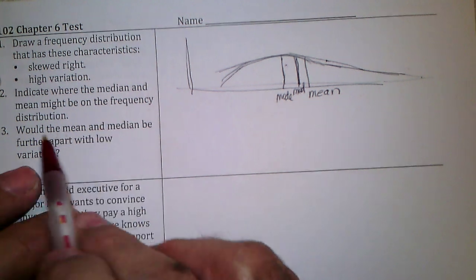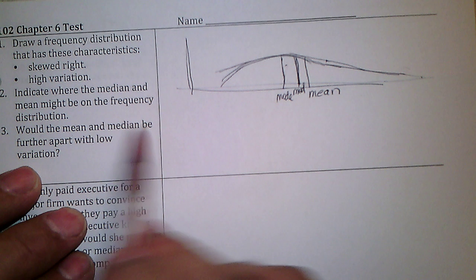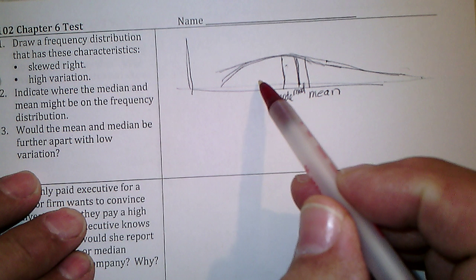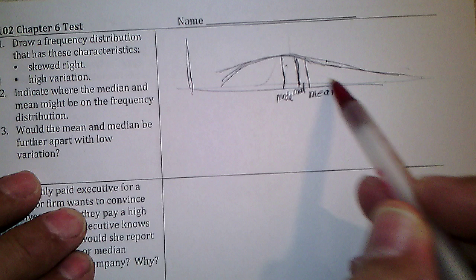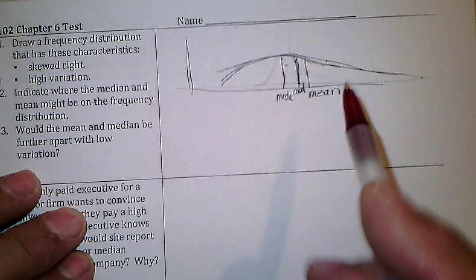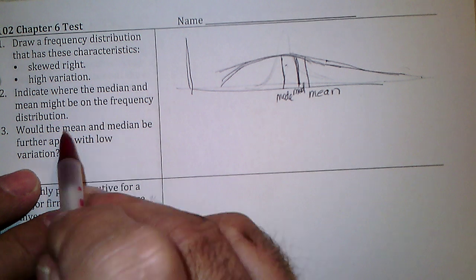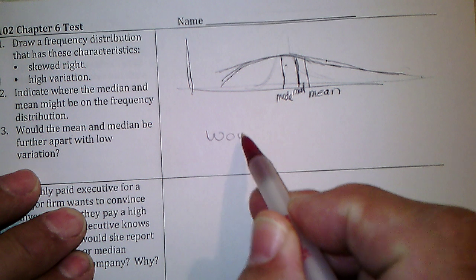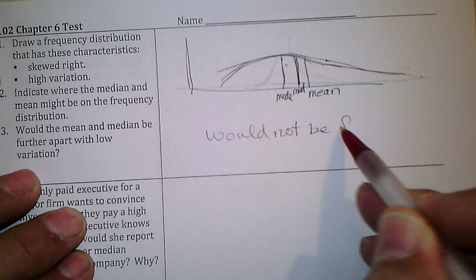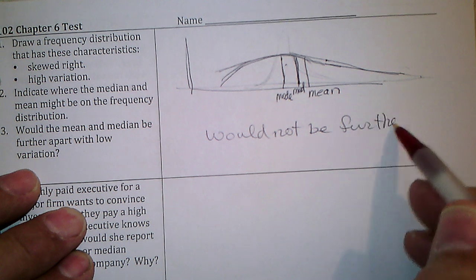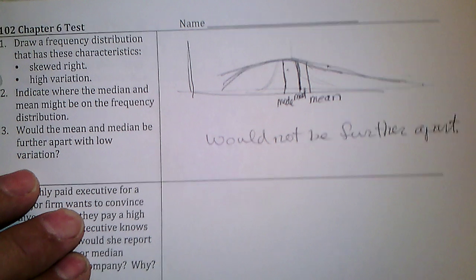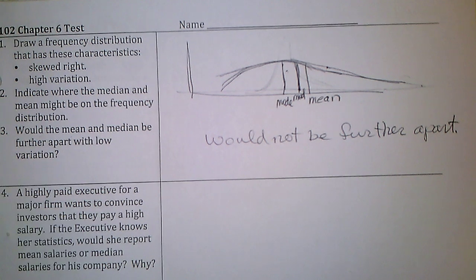Now it says, would the mean and median be further apart with low variation? Low variation means kind of like that, which squeezes everything together, so they would not be further apart. Okay, that's one.